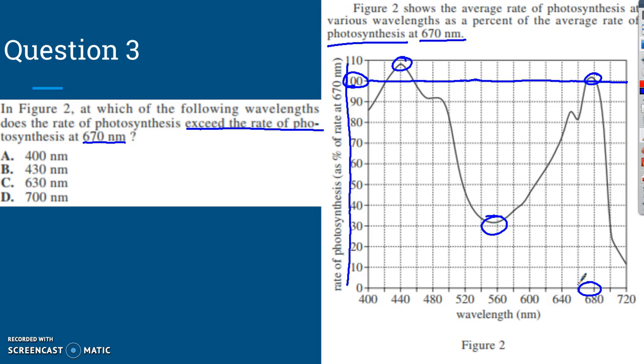And we've got another around, let's see, that's 440-ish. 400 is lower. 430 is higher. So that one is going to be our answer. Let's just double check. 630 is going to be right here. And 700 is going to be right here. And that's not going to happen. So 430 is our only place where it exceeds that percentage.